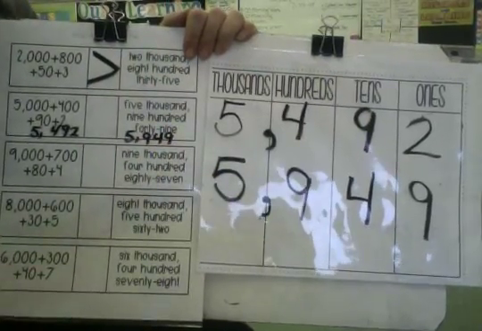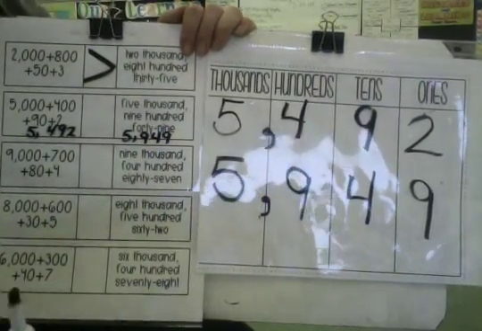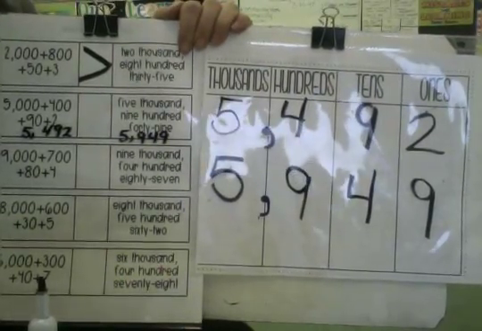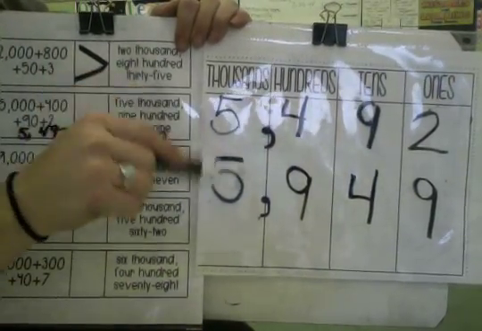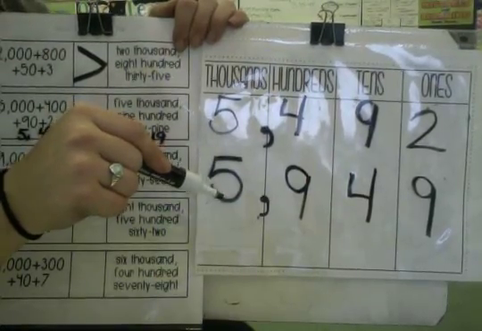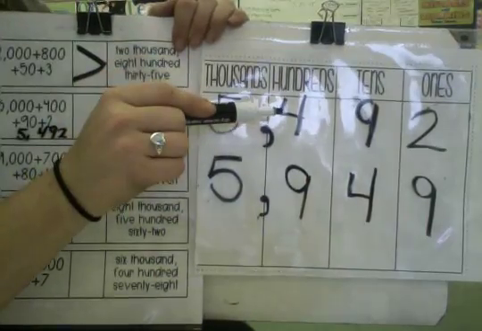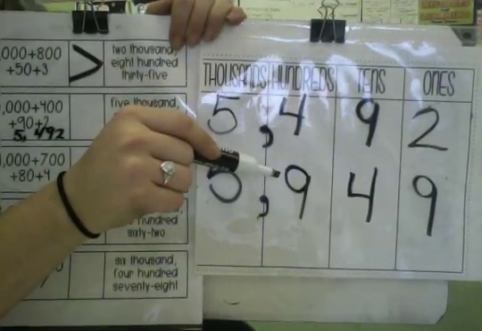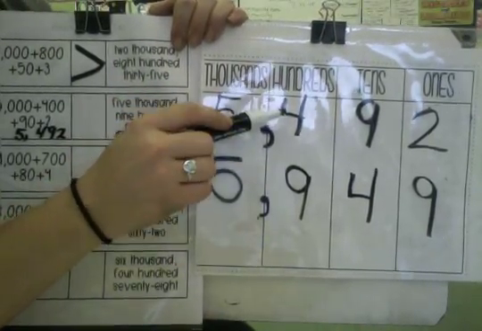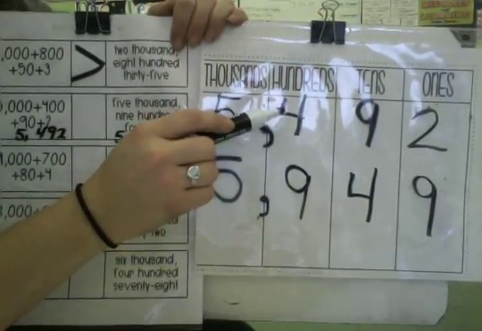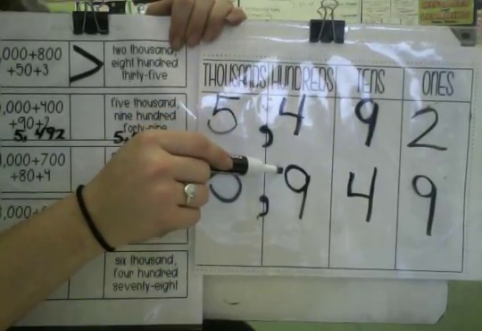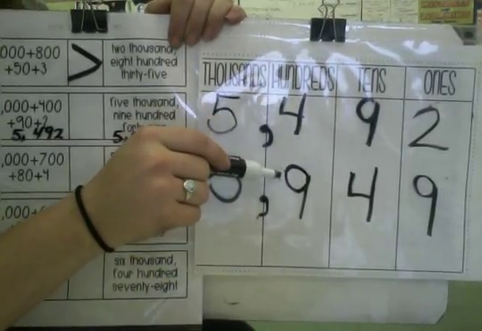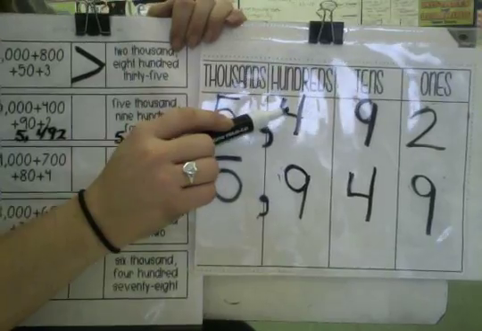5,949. Okay. So now let's use our place value to help us figure out which number is greater and which number is less. Thousands. What do we see? Same number. Go next door. In your hundreds, what do you see? Yeah, we see a 4 and a 9. And what do we know about the numbers 4 and 9? Yeah, we know that 4 is less than 9, or 9 is greater than 4.